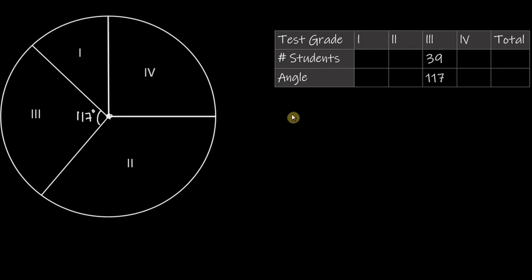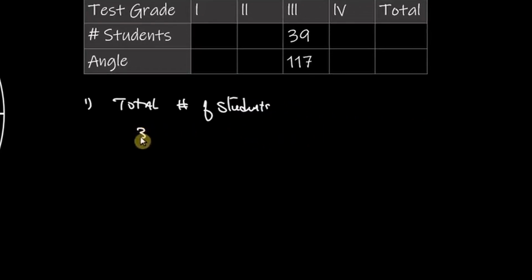So the first question 1 is how many students took the exam? So we need to determine the total number of students who took the exam. So we know that 39 students represents 117 degrees, and therefore how many students? Let us call this x, represents 306 degrees. That's pretty much the equation we need to form.